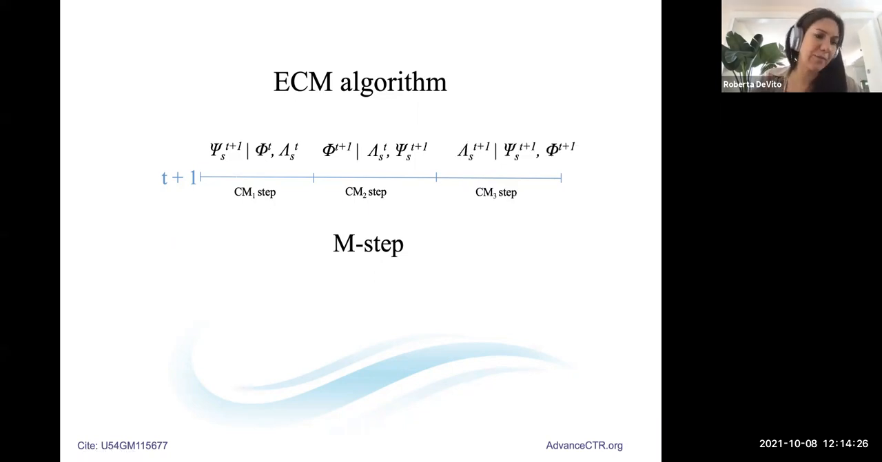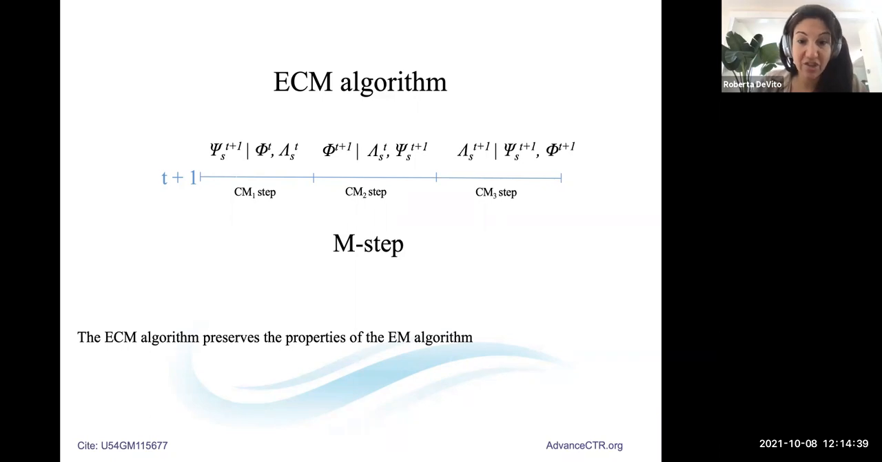So this algorithm has a nice property: if it converges, it converges to a maximum, and second, it will increase the likelihood at each iteration. And the ECM algorithm preserves the same property of the EM algorithm.